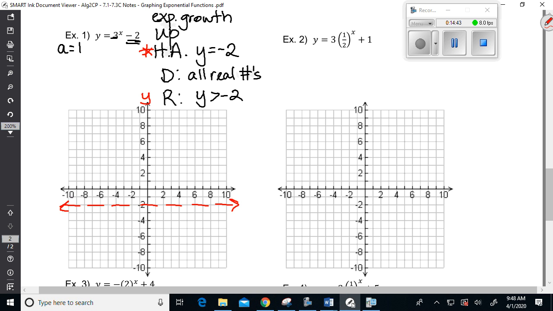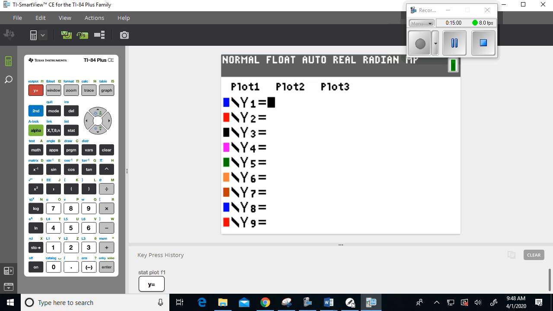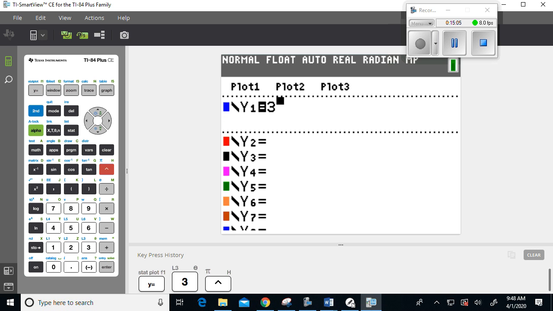Now, we need at least 2 to 3 points to put on this graph so we can draw the curve. So this is when the graphing calculator comes in handy. Go to y equals. We're going to type in 3, the up arrow, to the x power, minus 2. So your function on your graphing calculator should look like this.